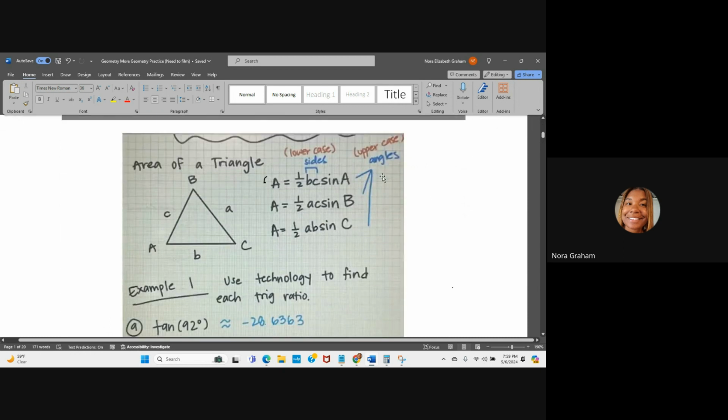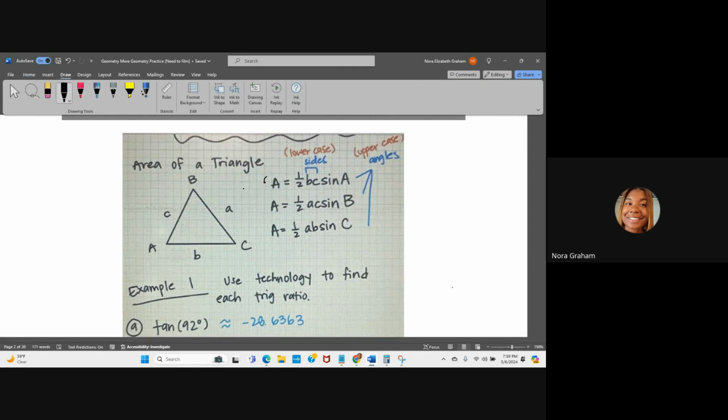So the first one, we're going to be doing areas of a triangle. For this one, they do have these formulas right here, highlighted right here. And mostly notice that these formulas, that big A right there is going to stand for area, okay? Because we're finding the area of our triangle.